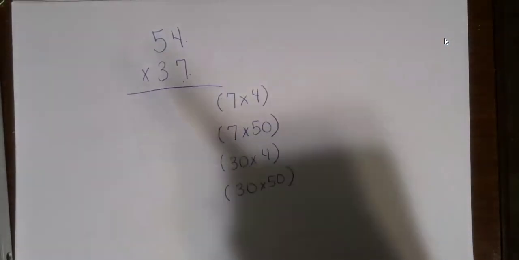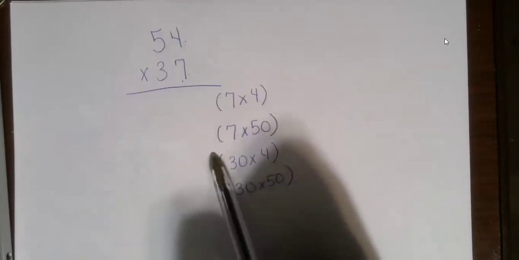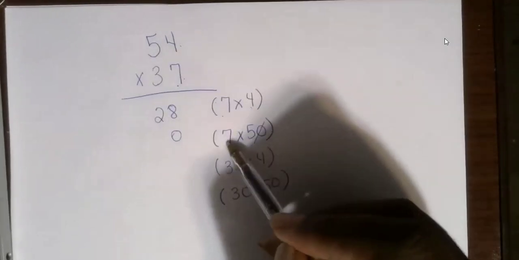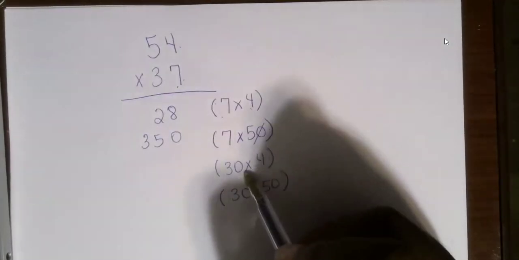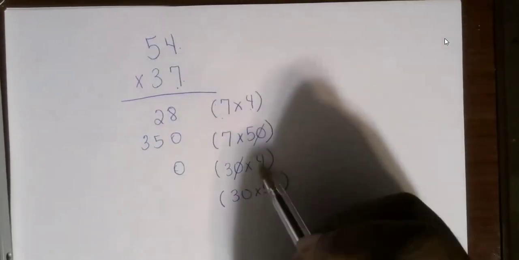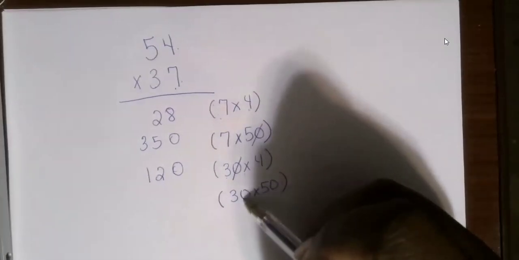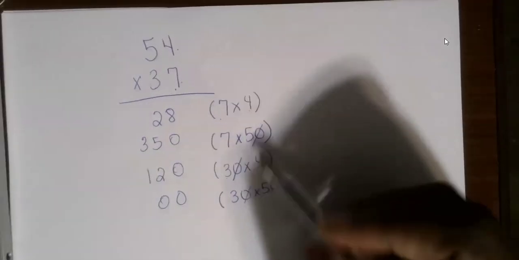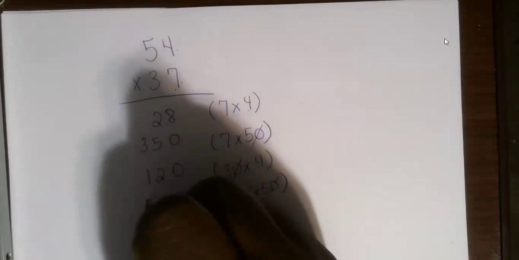Now I'm going to do my multiplication next to it. So 7 times 4, 28. Power of zero with my 0 in my ones place. 7 times 5, 35. Then I'm going to do the power of zero again. Put my 0 in my ones place. 4 times 3, 12. Then I'm going to take my power of zero again. Put them in my ones and my tens. Then I have 3 times 5, 15.